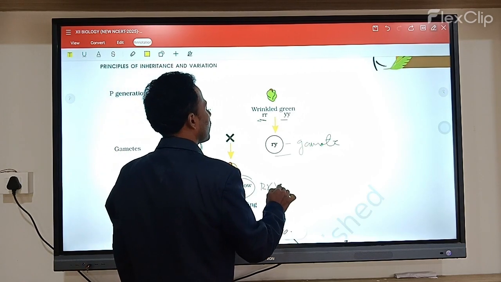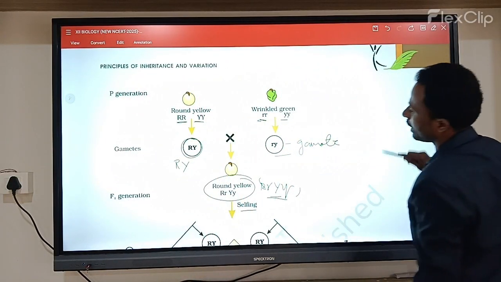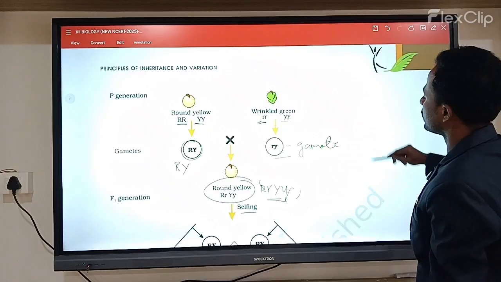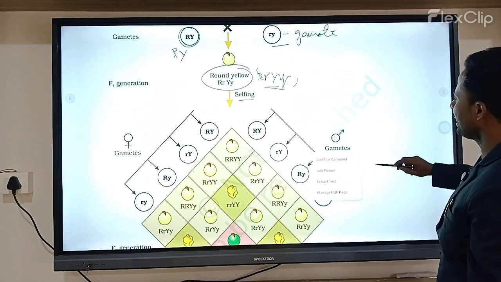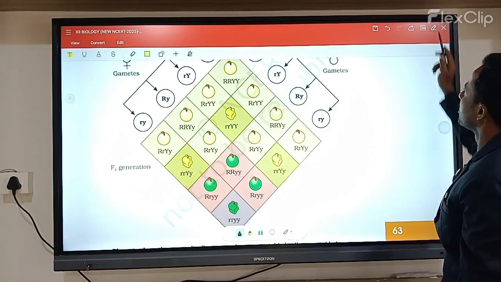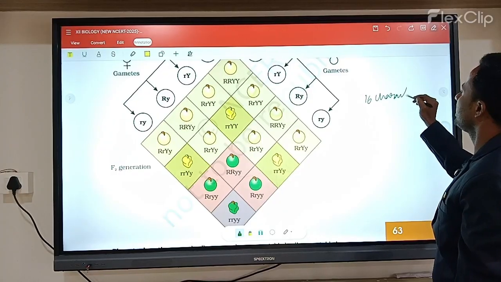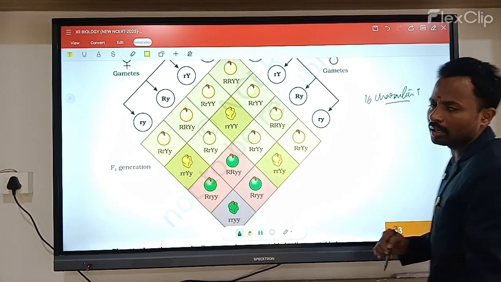Capital R, small r, capital Y, small y is in the F1 generation. And in that F1 generation, after selfing, we get the F2 generation. So after the selfing of these characters, how many characters do we get? We get completely 16 characters.